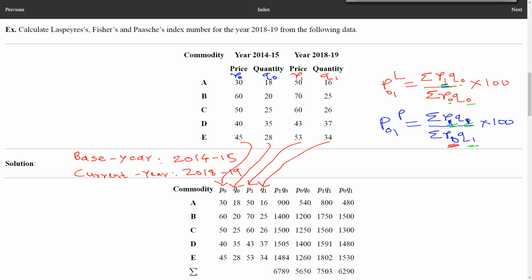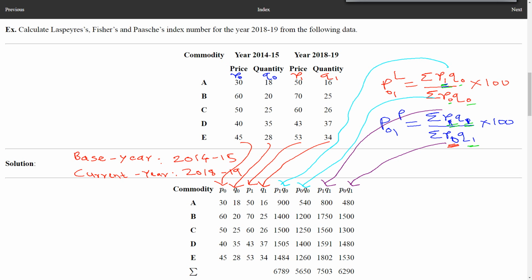Now you need to add the corresponding columns to the table. The table has P1 Q0. Then the next column which you can add is P0 Q0. Again P1 Q1, and this one is P0 Q1. So like this you can add the columns for P1 Q0, P0 Q0, P1 Q1 and P0 Q1. As in the previous example, I request you to pause the video and do the calculations on your own.